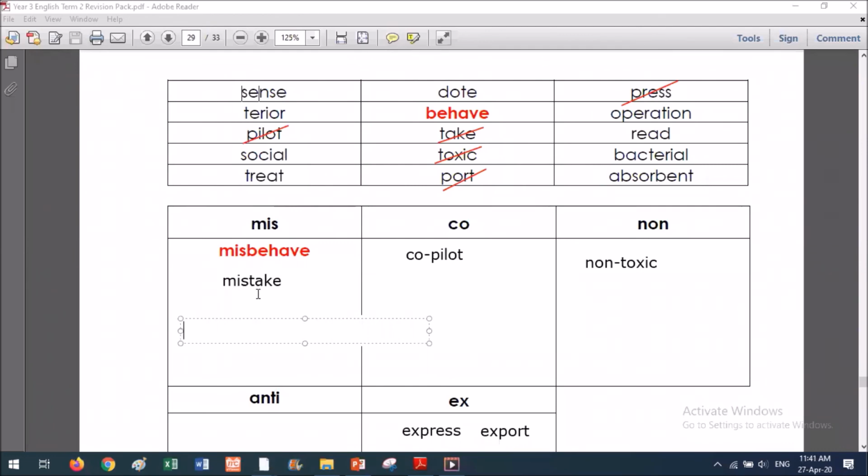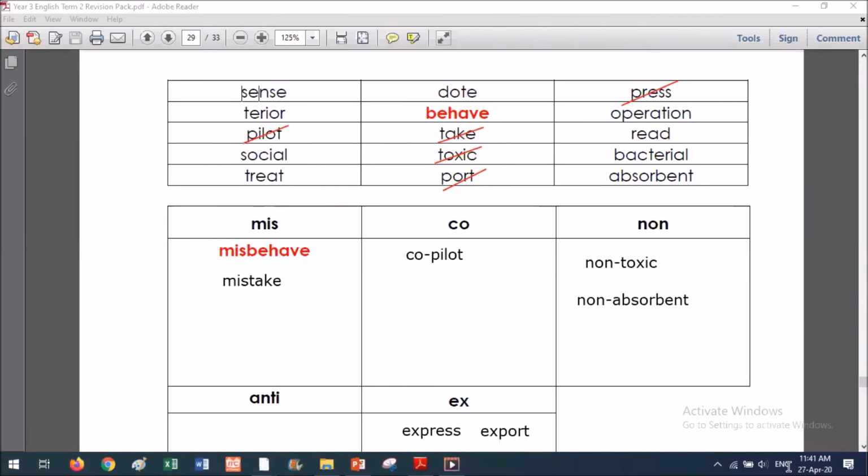Which word? Absorbent. Okay, so what is the prefix for absorbent? Non. Non, exactly. So tell me, Maria, what is the material that is non-absorbent that we studied? Iron. Iron was non-absorbent. Very good. All of the metals were non-absorbent. Bravo, Maria. Yes. Thank you.